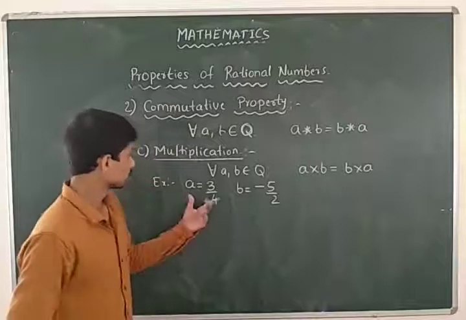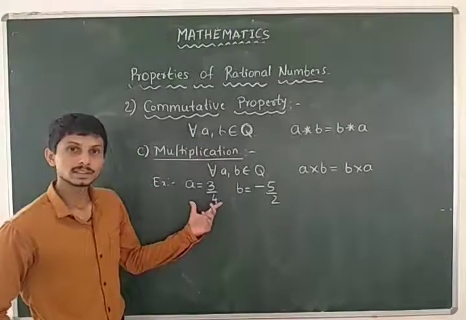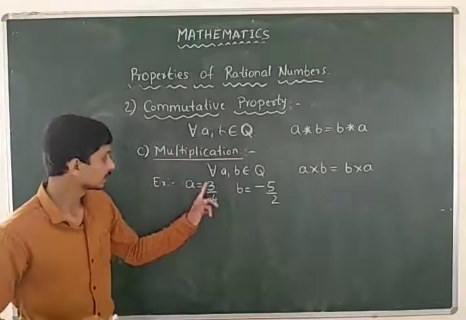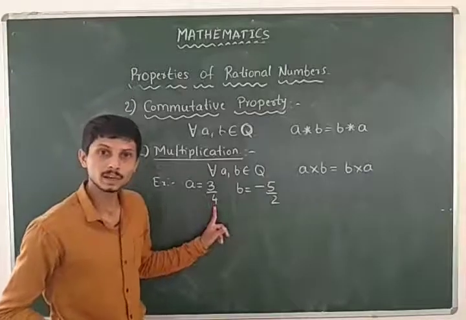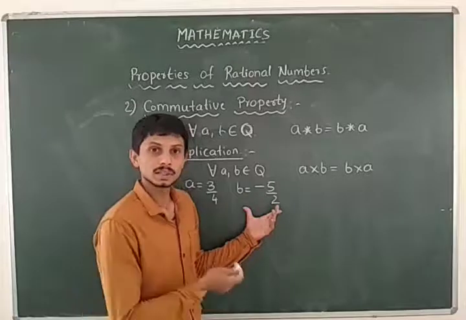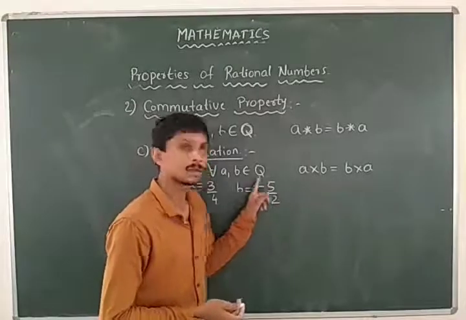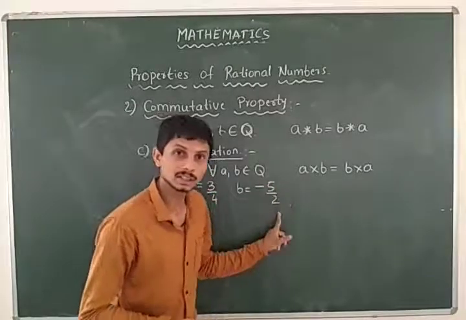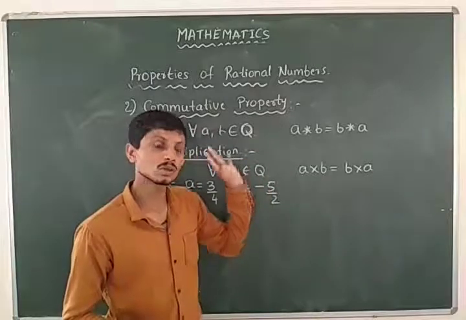So check one by one. A is in the form of p by q. Yes, it's in the form of p by q. P and q are integers and q is not equal to 0. So again b, it is in the form of p by q. P and q are integers and q is not equal to 0.